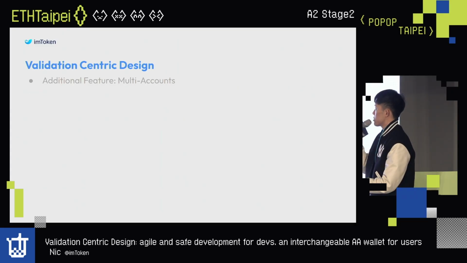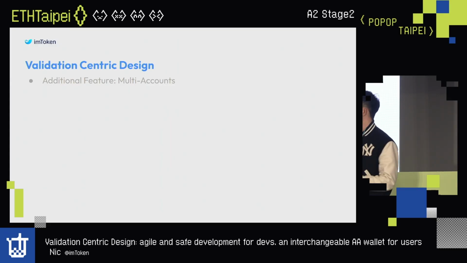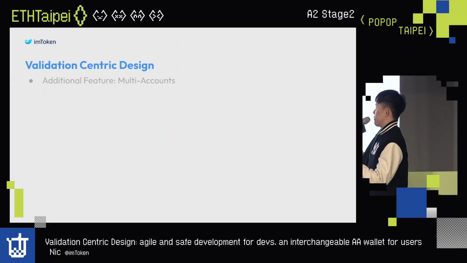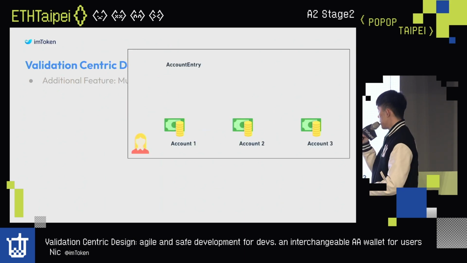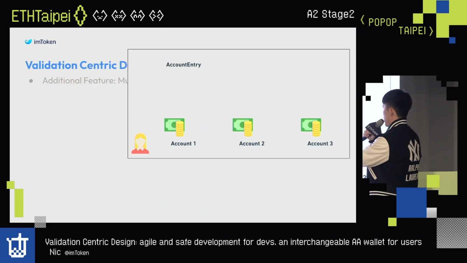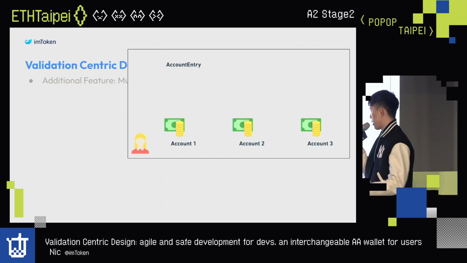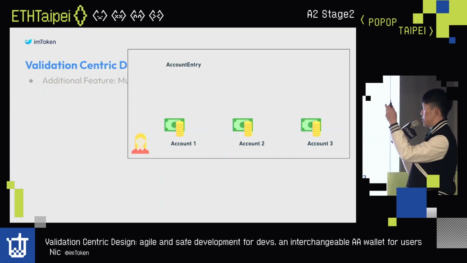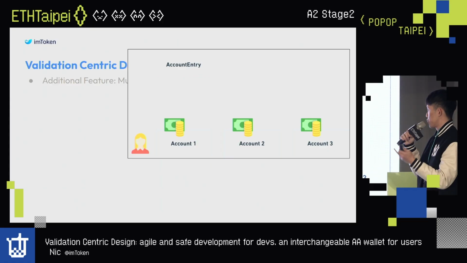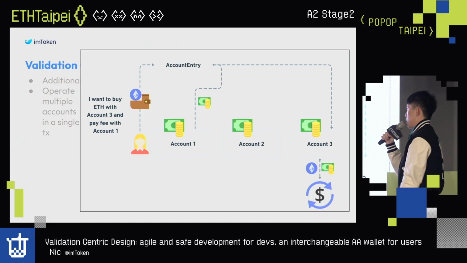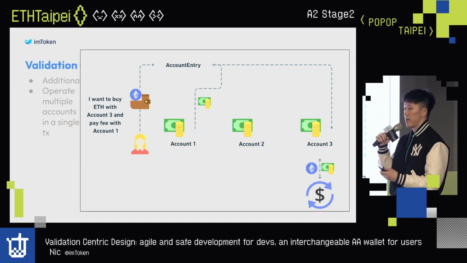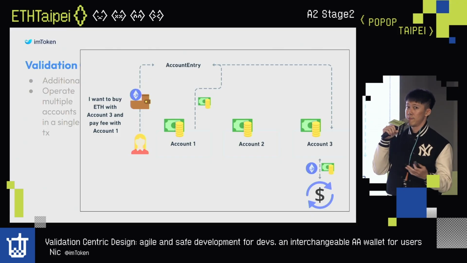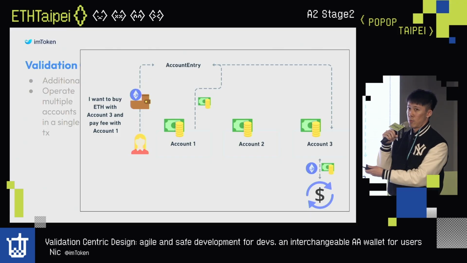Okay, so there's one additional feature I want to mention that stems from the validation-centric design, which is multi-accounts. You can imagine Alice can have multiple accounts, account 1, 2, and 3, and one account entry contract for her to manage all these accounts. For example, Alice might say that I want to buy ETH using my account 3, and I want to pay the fee using my assets on account 1.